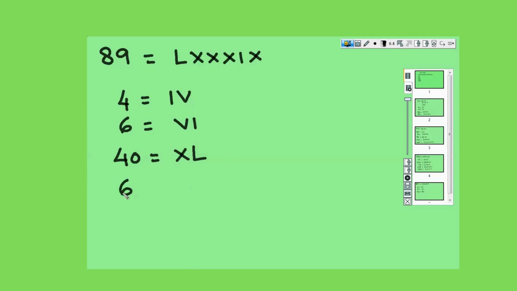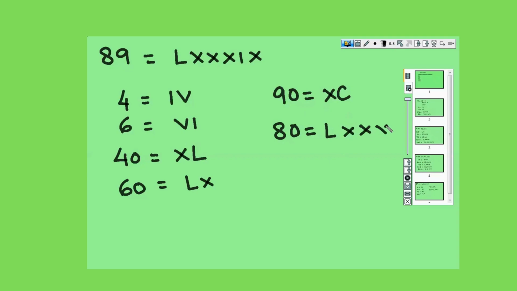If I have to write a 60, what do I do? Alphabet L and X. I have to write 90. What do I write? Higher alphabet C is 100, reduce 10 from it. If I have to write 80, what I can do is I can write a 50, 60, 70, 80. So I hope this is absolutely clear.